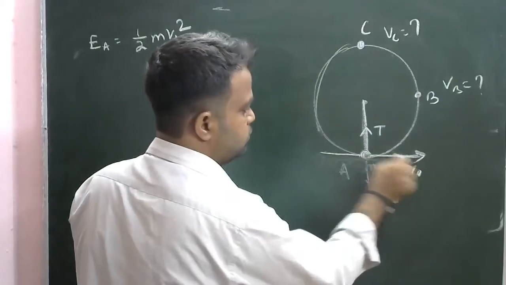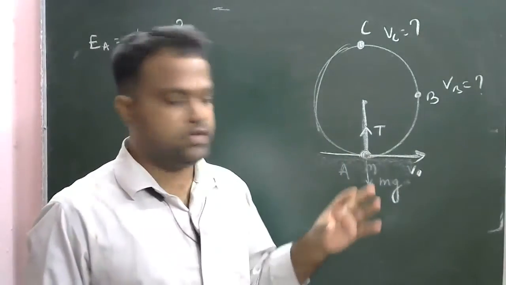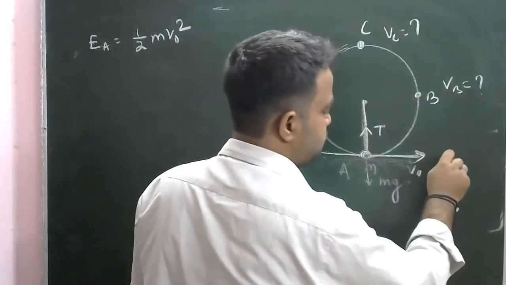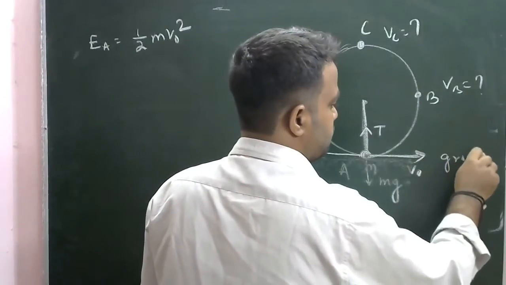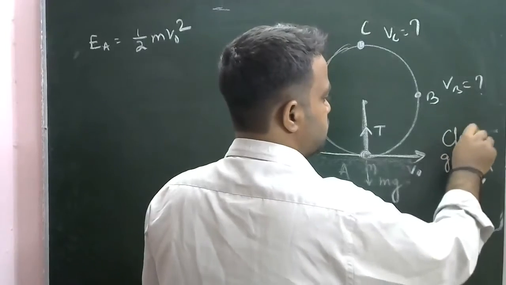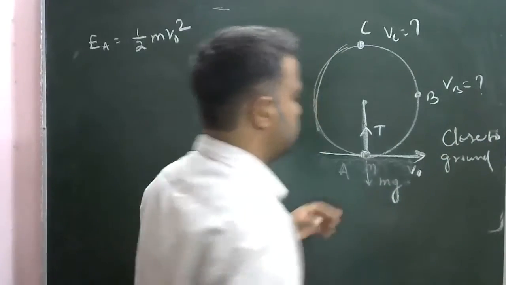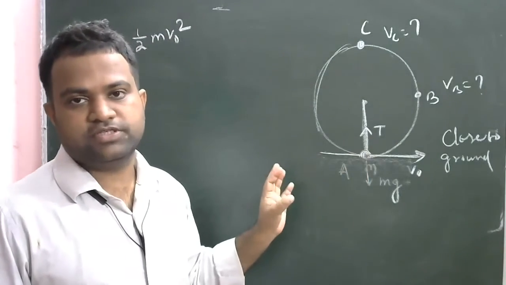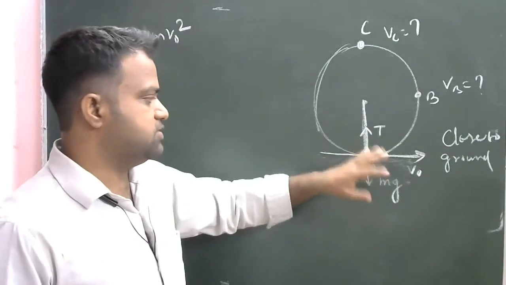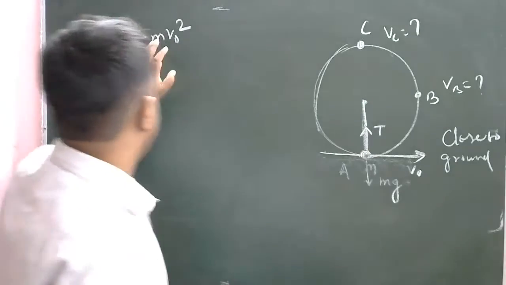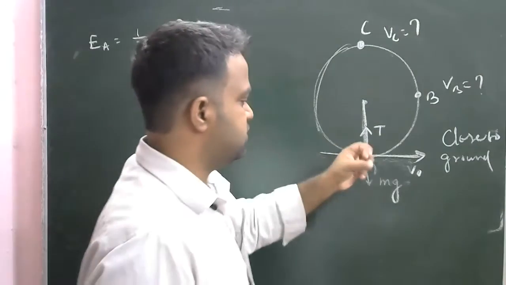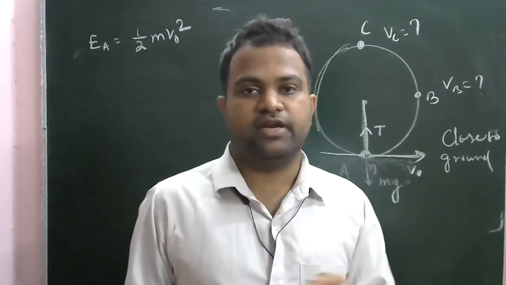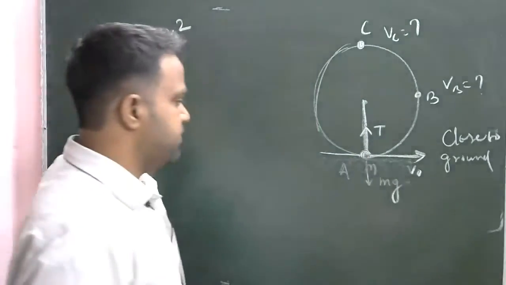We are considering this position is close to ground. So at position A, there is no potential energy. Height is zero, so mgh is approximately 0. So only kinetic. So what is the total energy of the object at position A? The total energy of the object at position A is half mv0 square.